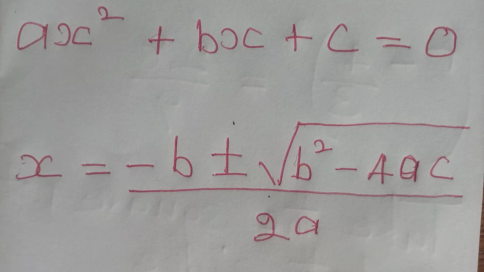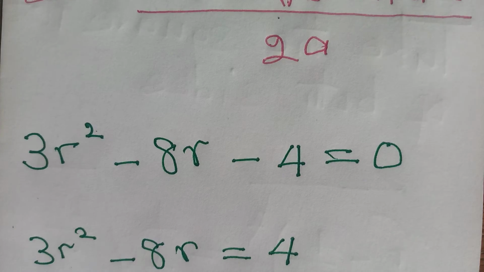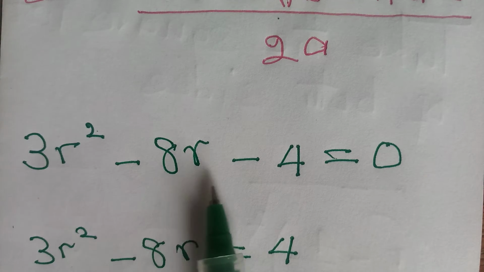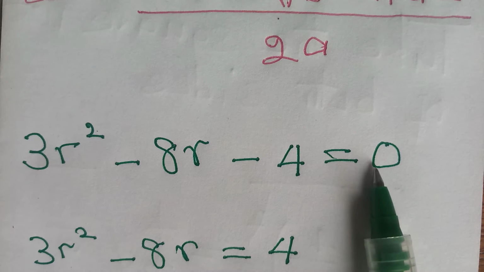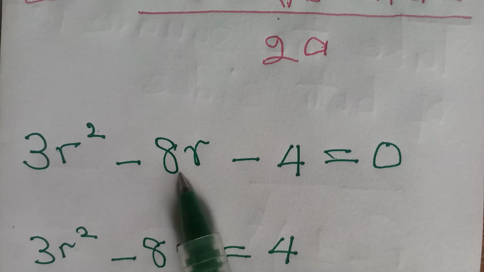So in this lesson, we're going to apply this technique, the completing the square method. We're going to apply it to solve a problem at hand. The example we're going to solve is 3r squared minus 8r minus 4 equals 0. This exercise, we're going to work in two ways. First, in this video, we're going to use the completing the square method to solve this quadratic equation.